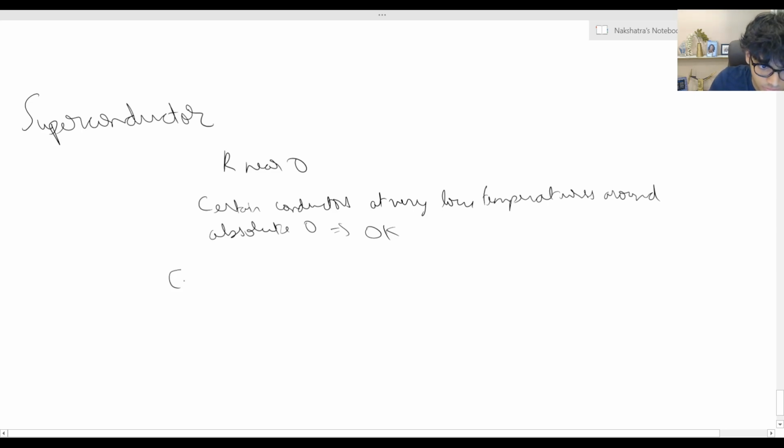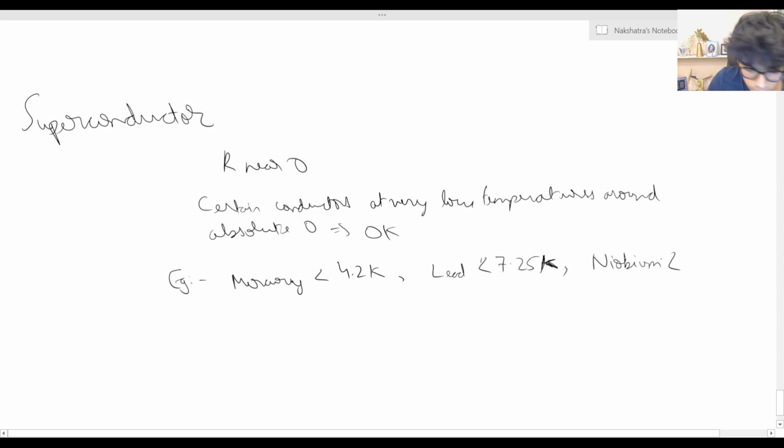But you need to know the examples. You have mercury below 4.2 Kelvin, lead below 7.25 Kelvin. Okay, so below these temperatures they have a resistance which is nearing zero. And the last one you need to know is niobium below 9.2 Kelvin.